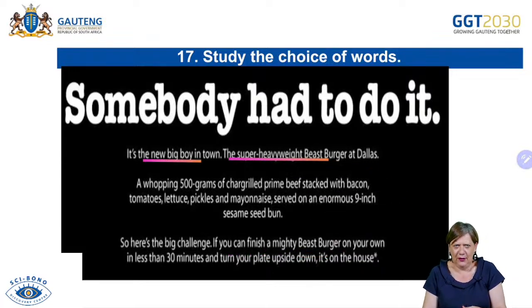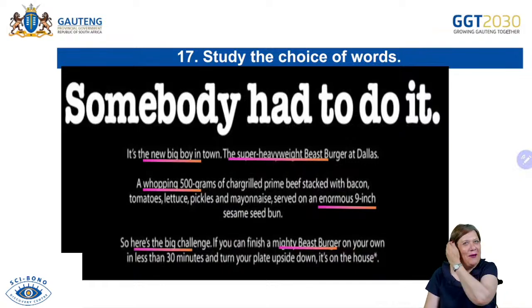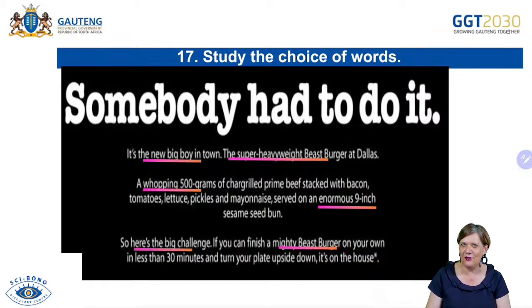Super heavyweight beast. Whopping. Enormous. Can you see all these words are related to being big? There's a big challenge as well. And you have a mighty beast burger. And just by using this type of words, immediately there's an emotional reaction here. Because I'm sure I am salivating here, thinking about this burger. But immediately you can realize how big this burger is going to be just by using certain words. And you have to look very carefully at those words.